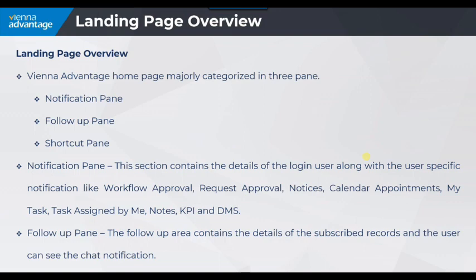While the follow-up pane area contains the details of the subscribed records, and the user can see the chat notifications. The notification comes to each other if a certain record is subscribed. In a business there is a purchase order, there is a sales order. All these are very important things for the business. And if I subscribe to a certain sales order and I want to make sure that the delivery happens on time, then I can subscribe to that sales order and can chat with the users who are dealing with that particular sales order throughout the organization. So that's basically the follow-up pane.